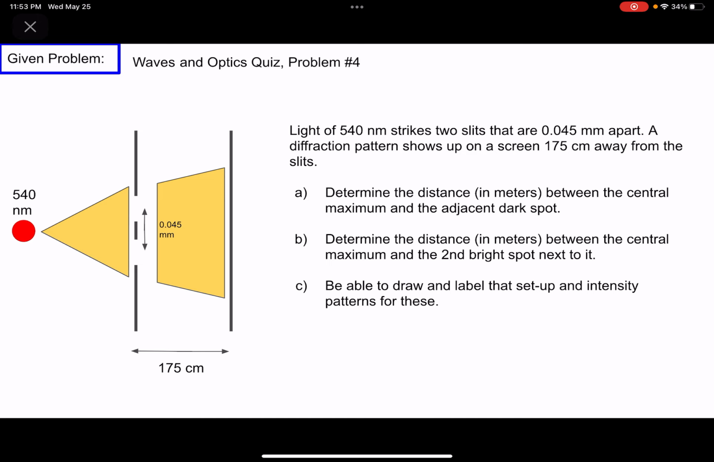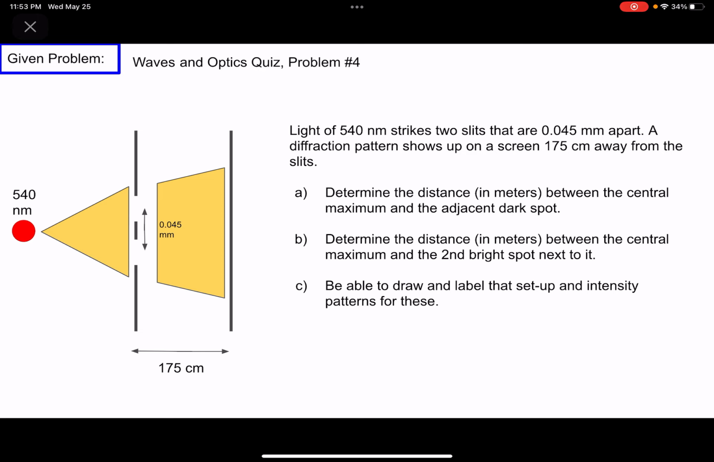That's the double slit. You have the light. The dot is just where the light begins. The light is coming out at 540 nanometers, and then the slit spacing is 0.045 millimeters. And then I show the distances with the arrows.